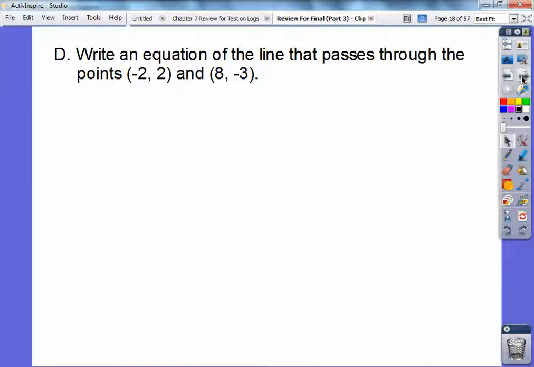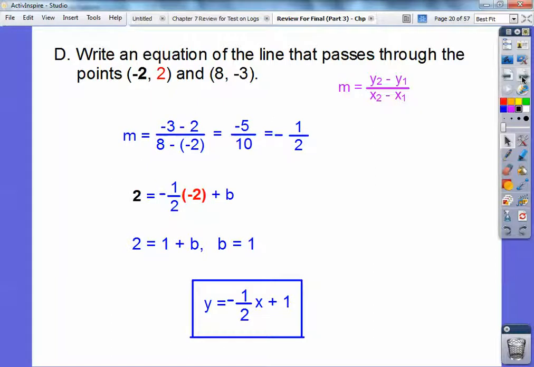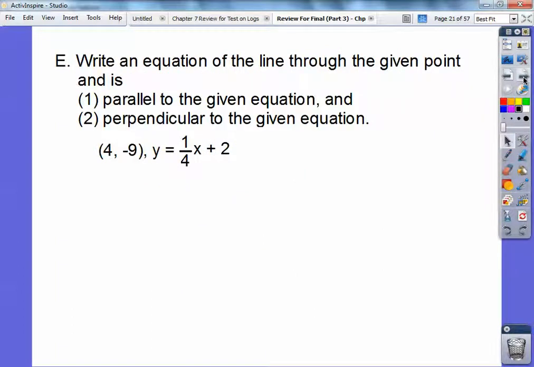Write an equation. I'm going fast because we've done this before, you guys, so you can always pause it and go back or ask me questions. It's all stuff we've done before. Write an equation of a line that passes through these points. First I have to use the slope formula: y sub 2 minus y sub 1 over x sub 2 minus x sub 1, and I get -1/2. So now I know y equals -1/2 x plus b. You can substitute either this point in or this point in. I chose this one right here, and I end up getting b equals 1, so y equals -1/2 x plus 1. You would have got the same thing if you'd put the other point in.